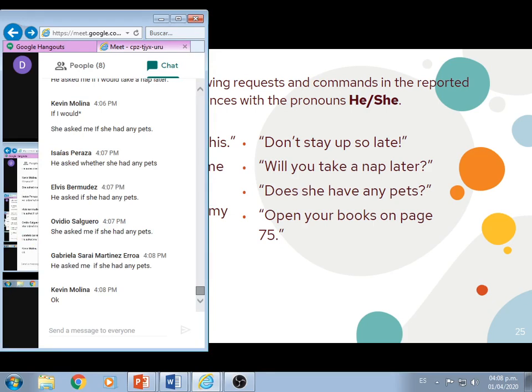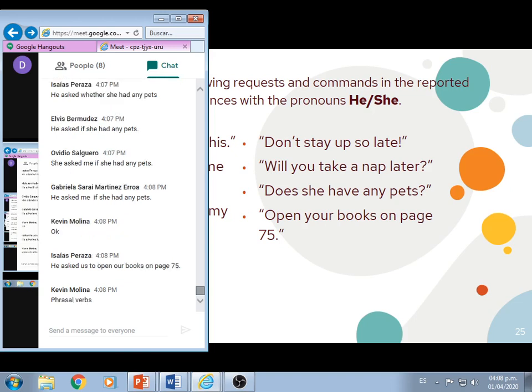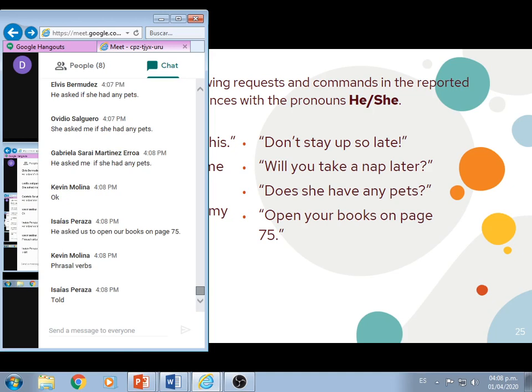Remember, this will be late. Something that the teacher might tell you in the class. That's something we normally use as teachers in classes, okay? Open your books on page 75. Well, actually, it's not a phrasal verb. This one, it's page. Well, it's related to what page is.